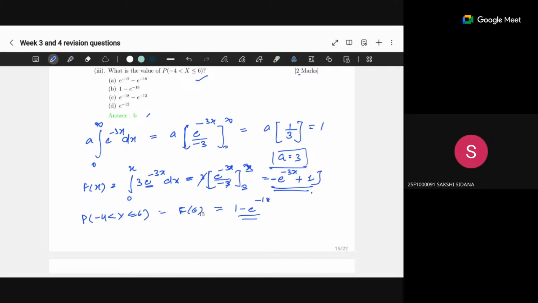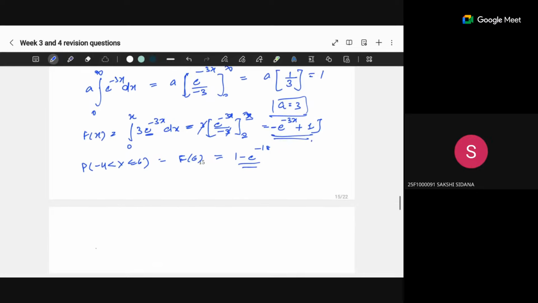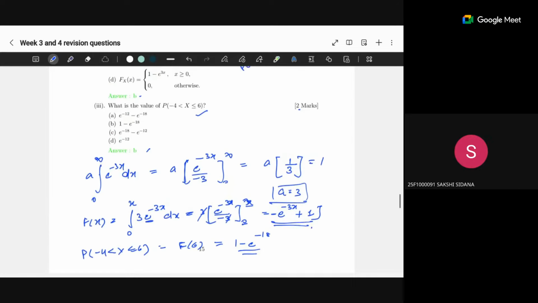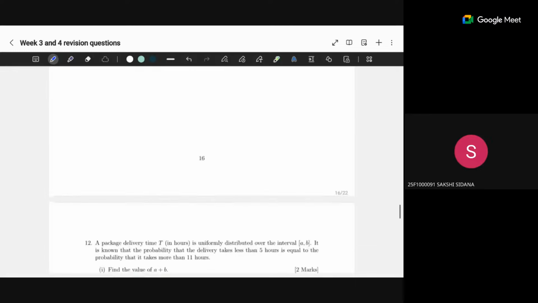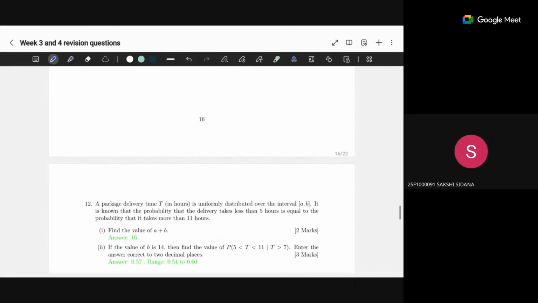Fine. Is this question clear? Yes, ma'am, clear. Okay. Let's proceed to the next question then. A package delivery time is uniformly distributed over the interval AB. It is known that the probability that the delivery takes less than 5 hours is equal to the probability.